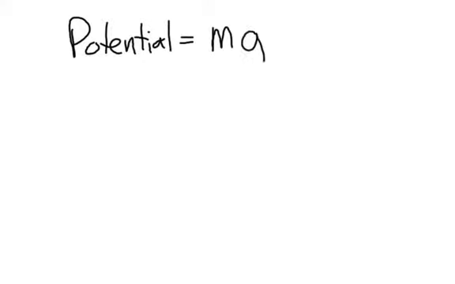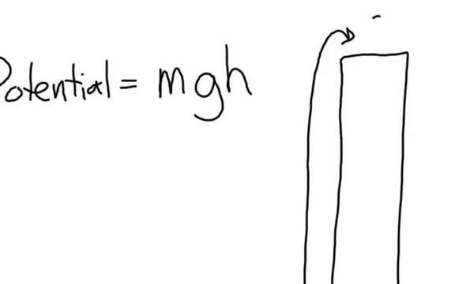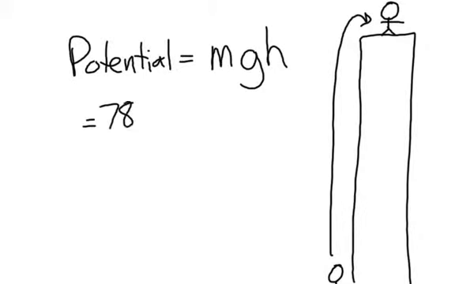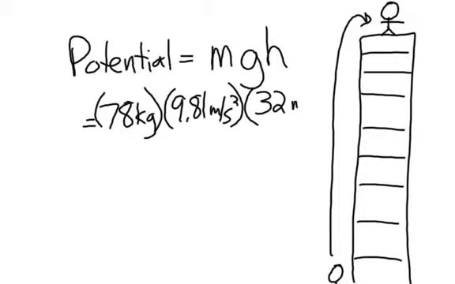And so let's do a couple of problems with potential energy and kinetic energy. Potential energy, remember, is measured as mgh, where m is mass, g is gravitational acceleration, and h is height. Let's say, for example, that I climb to the top of a 10-story building. First of all, we have to know my mass, which is 78 kilograms. We have to know the acceleration due to gravity, or g, which is negative 9.81 meters per second squared. And then we have to convert that 10-story building into meters. A 10-story building is roughly 32 meters high, or that's our h value.